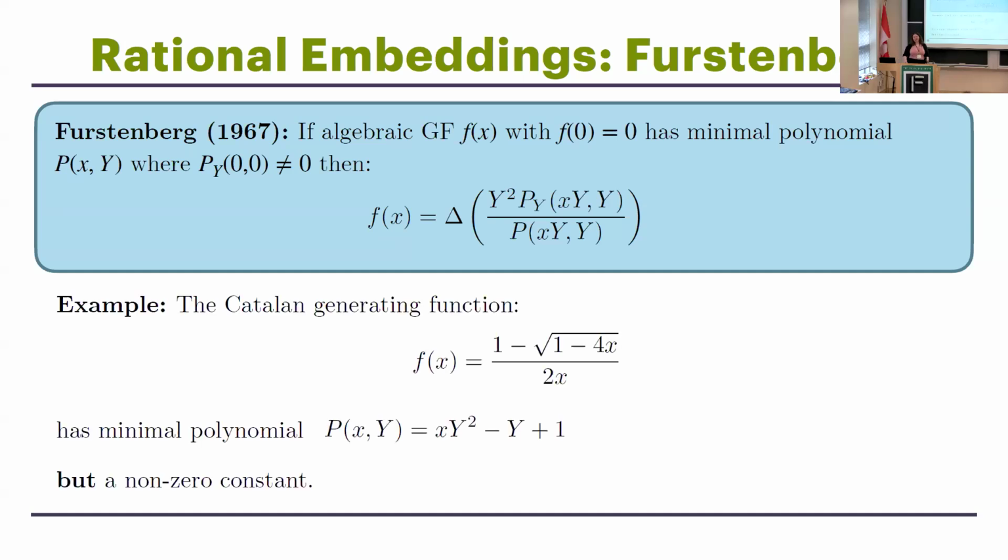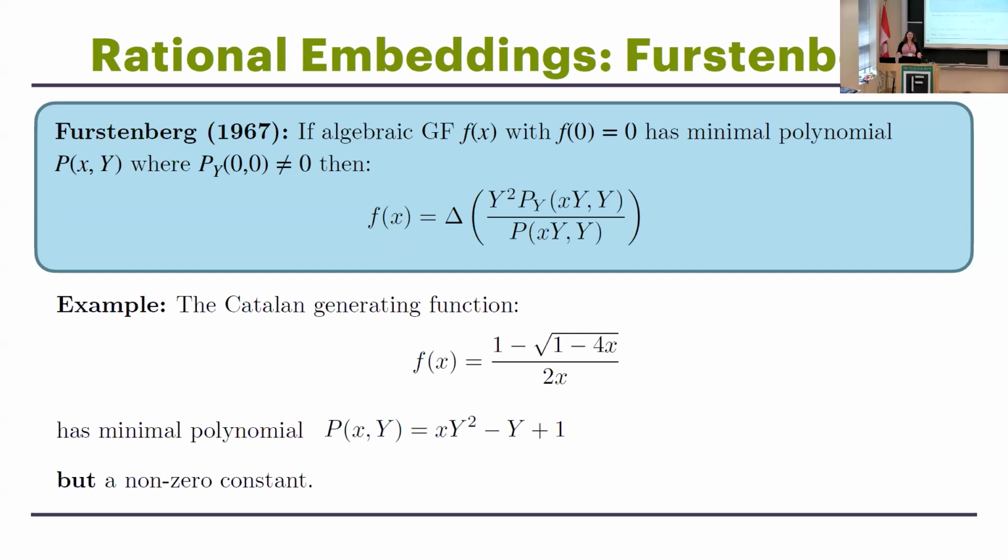Let's do an example of that. A classic example is the Catalan generating function, which has a minimal polynomial x y squared minus y plus 1. We take the partial derivative of that. That's 2xy minus 1. Great, it's not 0 at 0, but the Catalan generating function does have a non-zero constant, right? Its constant is 1.